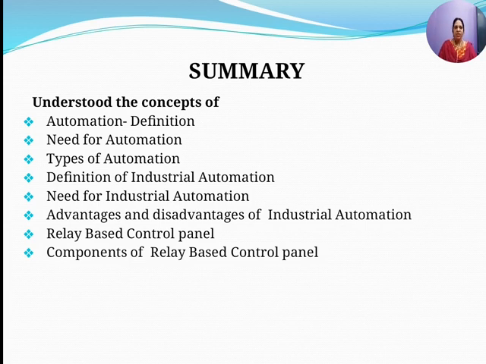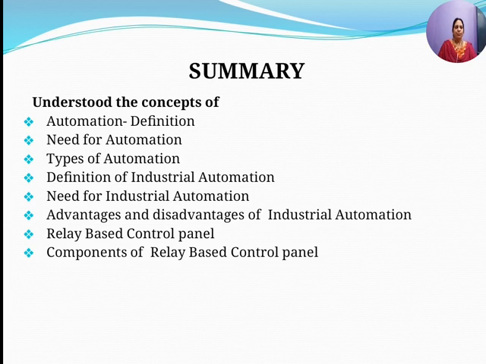Coming to the definition, it is a technique that can be used to reduce the cost and improve the quality. So the most primary factor that must be kept in mind is automation is used for increasing the productivity, increasing the quality, reducing the cost, and increasing the safety in working conditions.